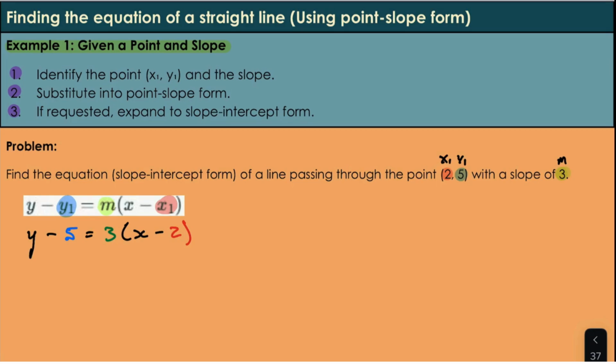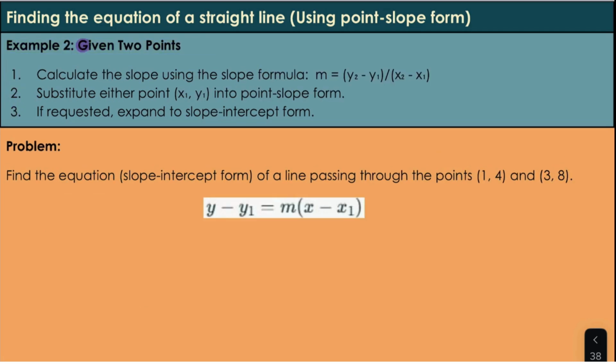The way we do this is by expanding and removing those brackets. To remove the brackets, we have to multiply into the brackets: 3 multiplied by x, 3 multiplied by -2. Now it's a case of making y the subject of the formula. We need to add 5 on both sides so that y is isolated. -5 cancels with +5. On the right hand side we have 3x, and -6 plus 5 is -1. And there is our final slope-intercept form.